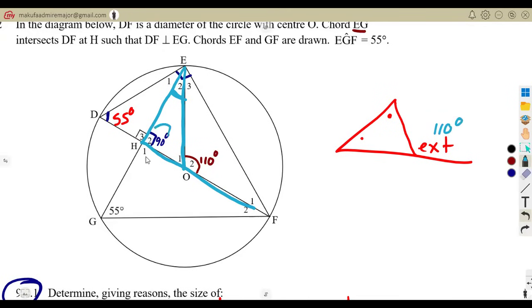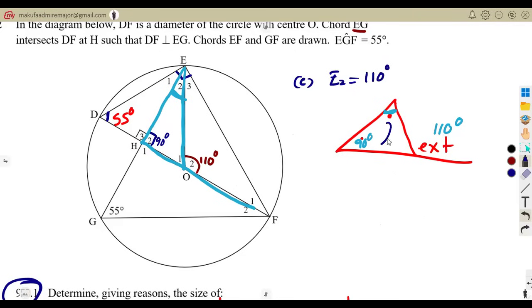And the 90 degrees is part of the opposite interior angle. What about this one? This is the one that we call E2. So E2 was going to be calculated from there. We could have used that concept. So to find angle E2, we can simply subtract from what? 110 degrees. The exterior angle.